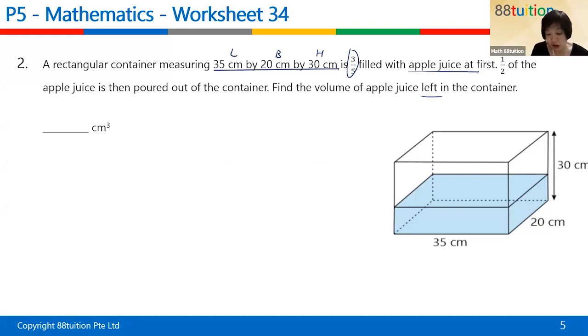Correct or not? So in the first place, you have the volume of this container first. 20 by 30 by 30. But it is not half filled, it is not fully filled. It is 3/5 filled with apple juice. But from here, they poured out half of the apple juice. So when you pour out half, of course, you are left with the other half, right?